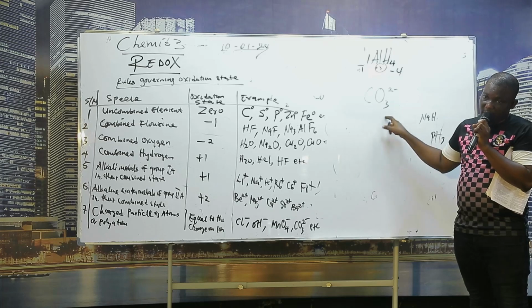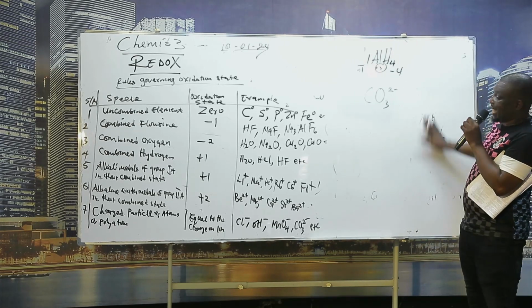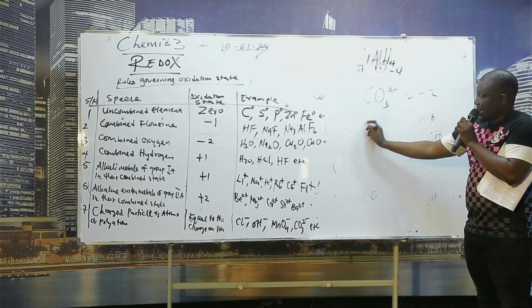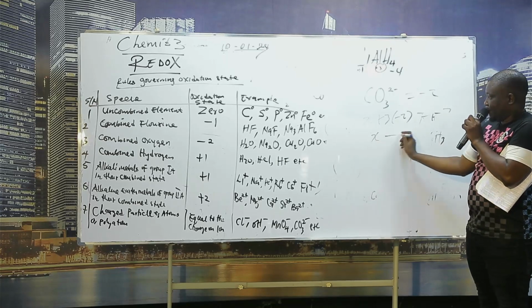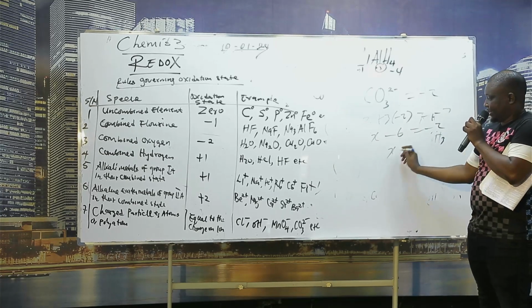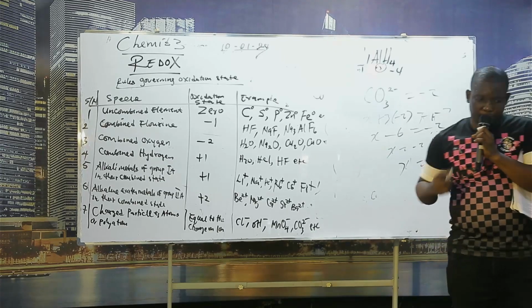What will be here? If you add it with minus 6, you have minus 2. What number is that? 4. On the ion, as they put it, equals minus 2. X plus 3 times minus 2 equals minus 2. X minus 6 equals minus 2. X equals minus 2 plus 6. X equals what? 4.